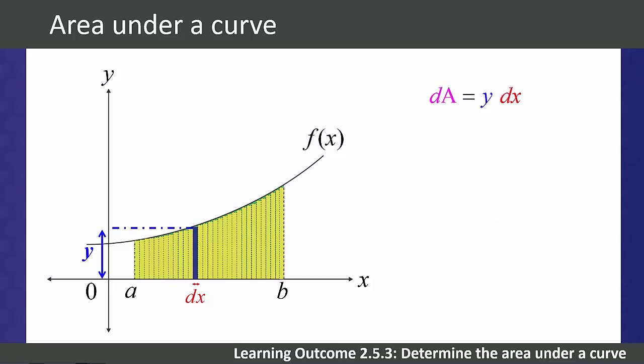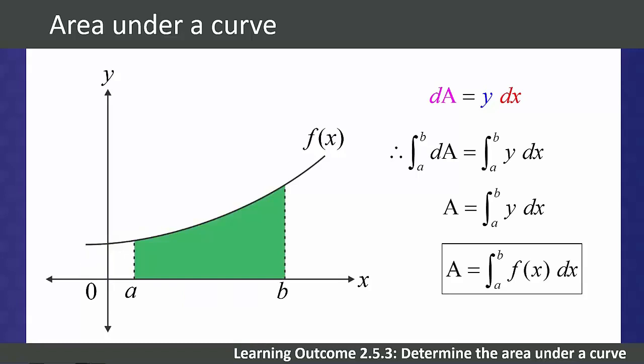We now know that the area of the infinitely small rectangles dA is y dx. So if we take the integral of both sides of this equation, it means that we are summing up the areas of all of these infinitely small rectangles from the lower limit a to the upper limit b. We end up with the following. The integral of dA equals the integral of y dx, which means that the area equals the integral of y dx. Y equals f of x, which gives us our definite integral formula. The area is equal to the integral from the lower limit a to the upper limit b for f of x with respect to x.